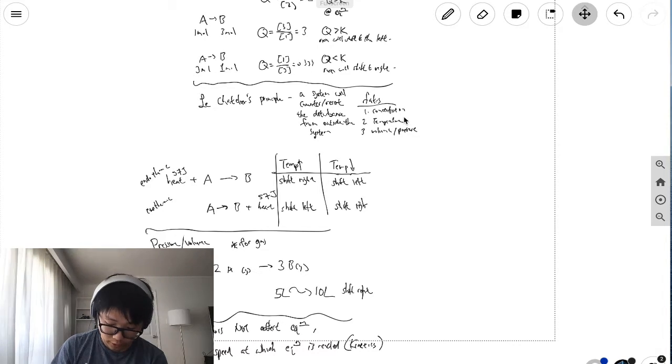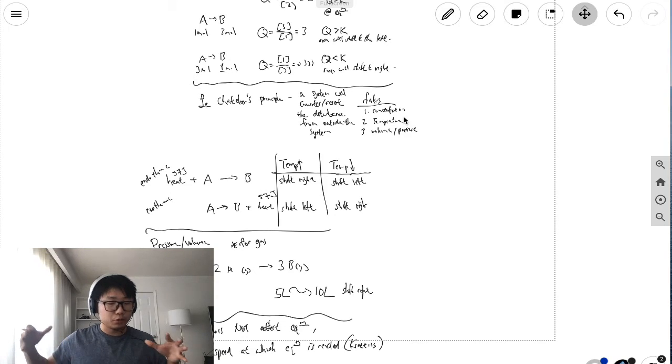So for example, here I wrote 2 moles of A gas turns into 3 moles of B gas. If I increase the volume from 5 liters to 10 liters, now you have a bigger space. I want to move to the side with more gases to fill it. Therefore, I'm going to shift towards the product here with the 3 moles of gases as opposed to 2 moles.